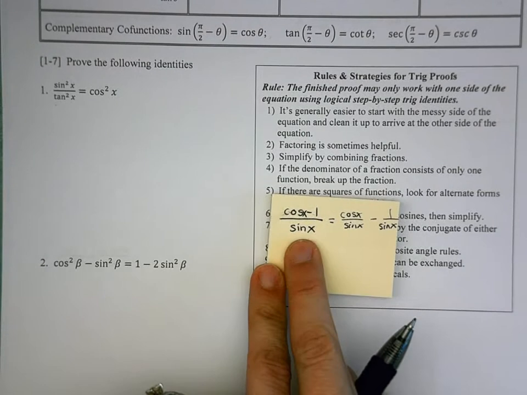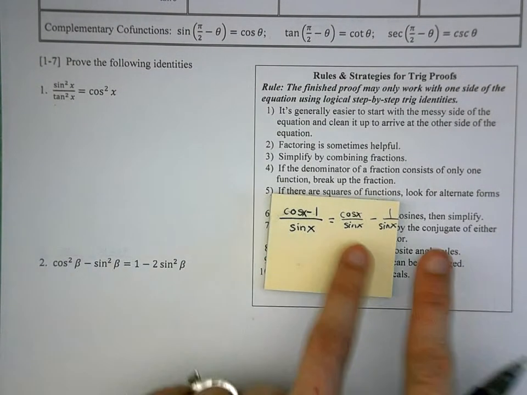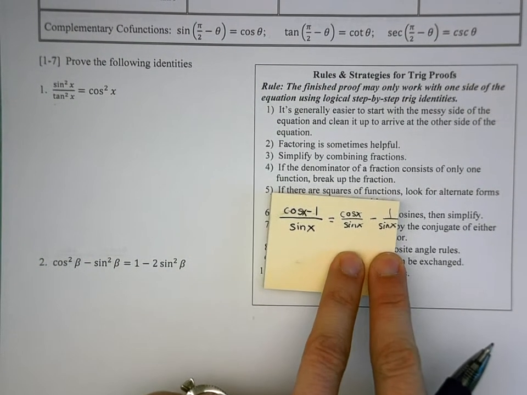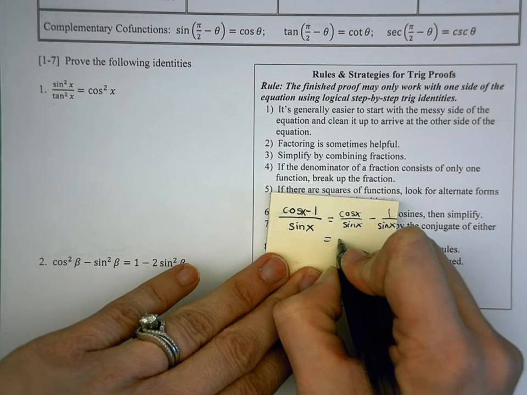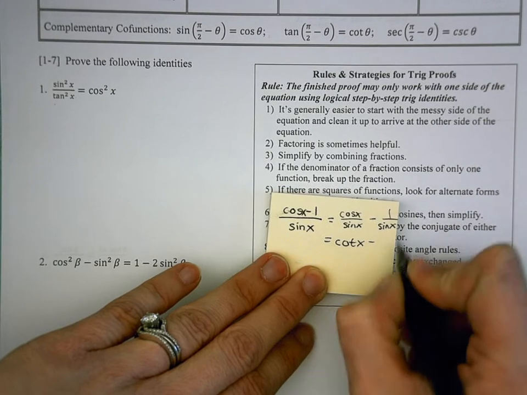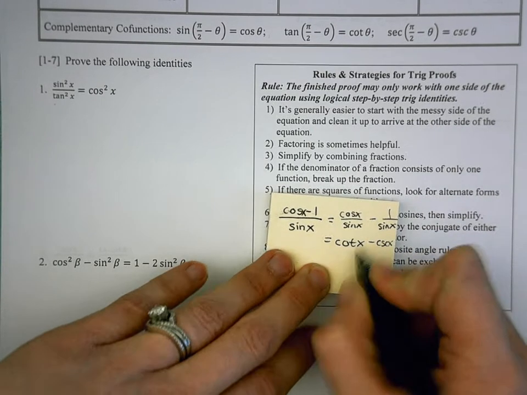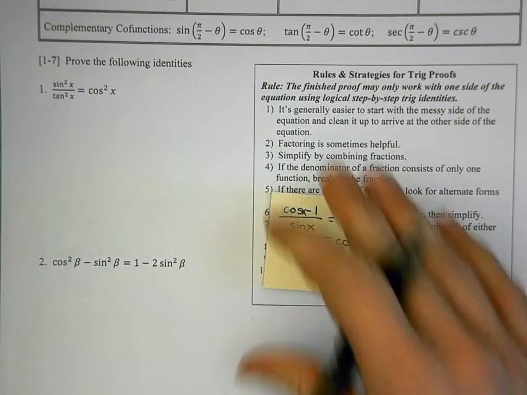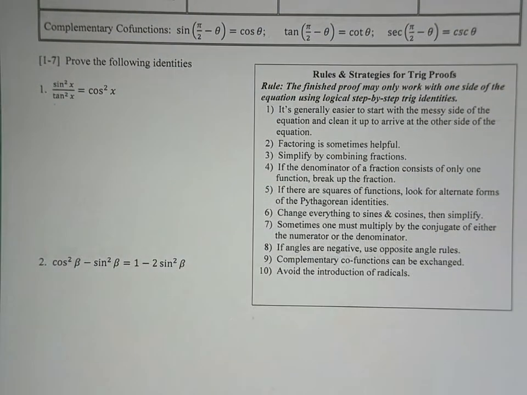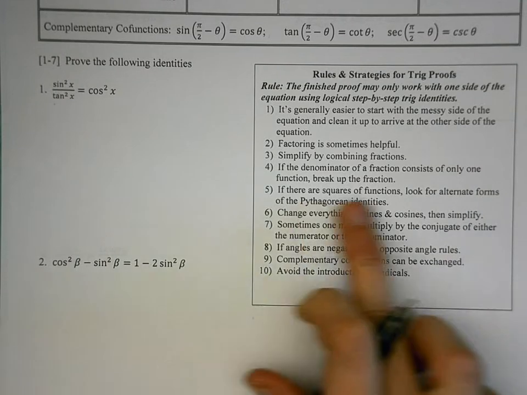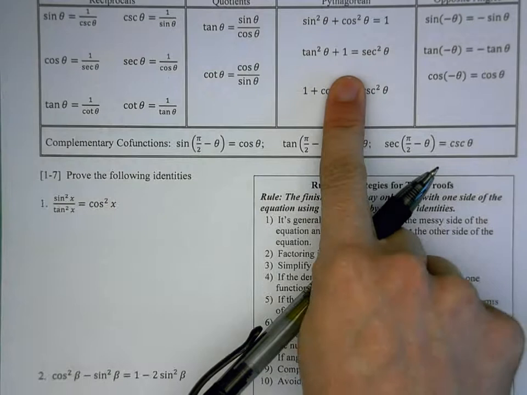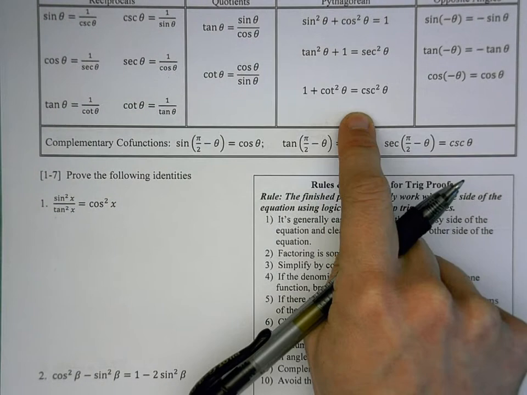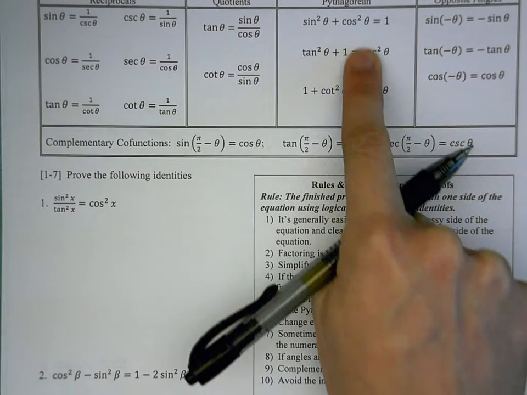So if you were working here and you had only one function in the bottom and you wanted two different terms for some reason, you could split it. This would allow you to say, okay, cosine over sine is cotangent, 1 over sine is cosecant, and maybe that's what I was wanting to get to. Again, I just made up these trigs randomly, but that's strategy number 4. Okay. Number 5, if there are squares of functions, look for alternate forms of the Pythagorean identities, right? These 3 up here. A lot of times squareds will somehow fall in this realm.